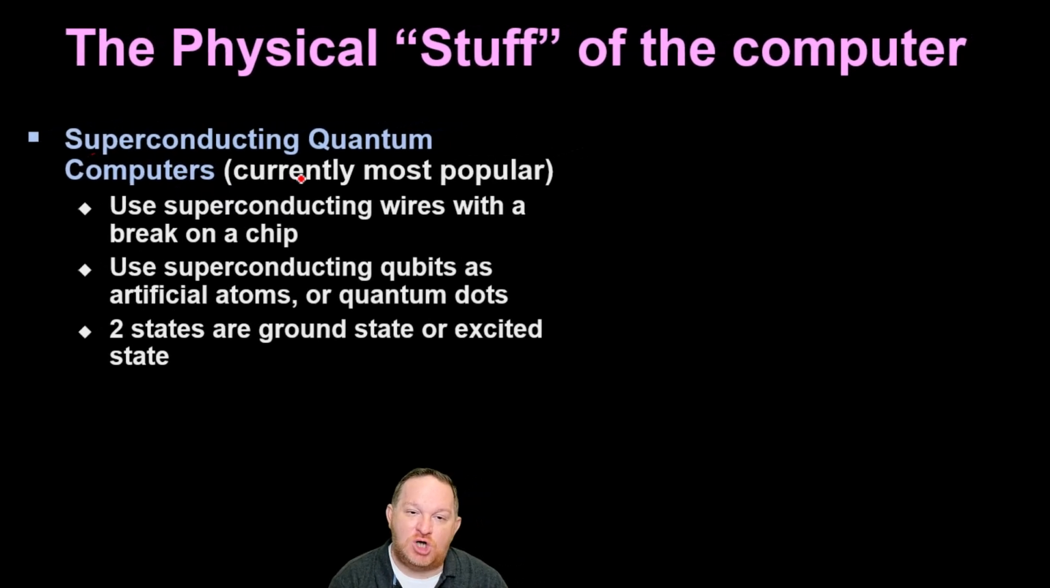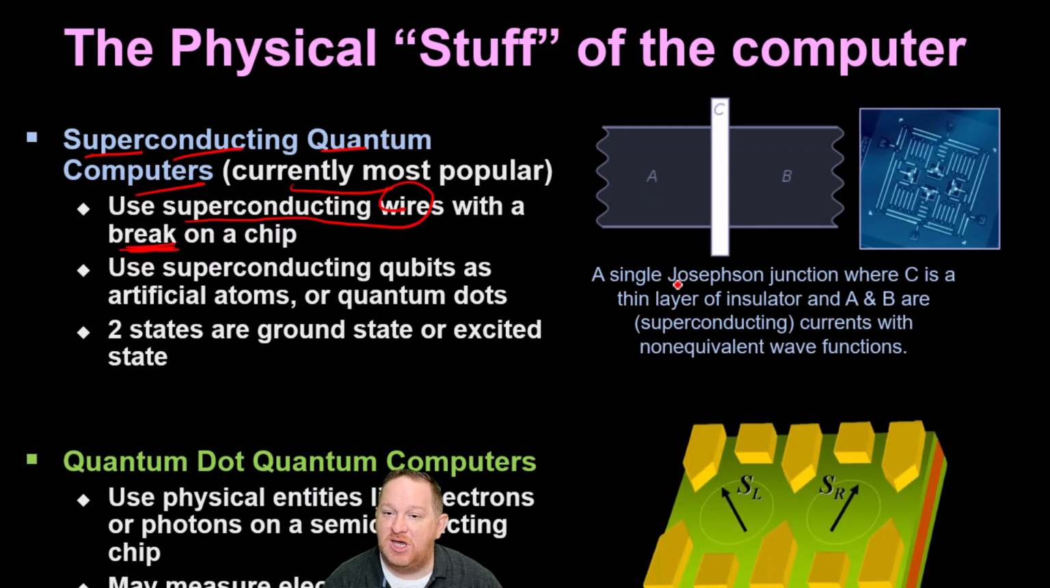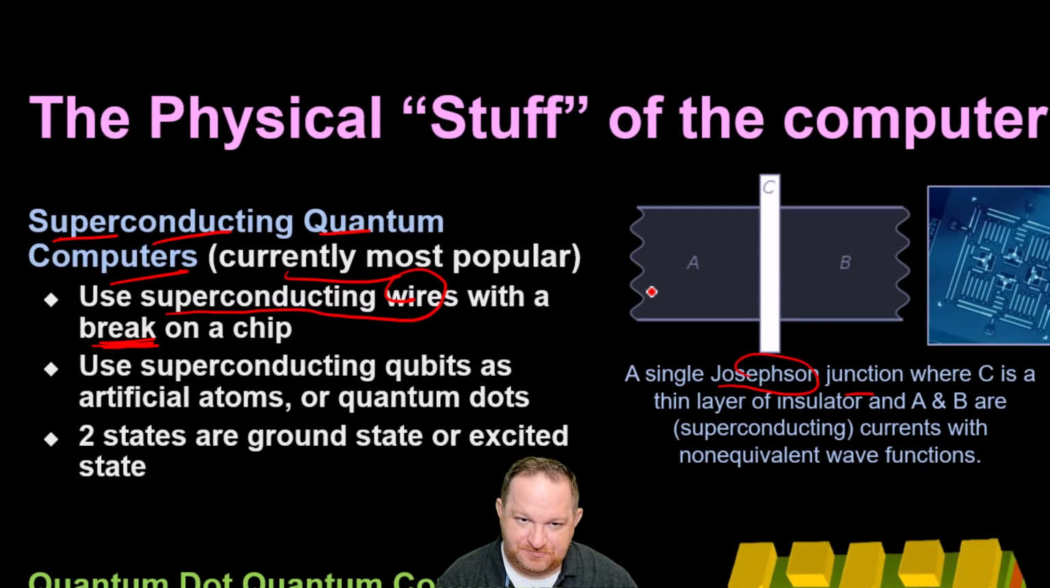The first one that's currently the most popular is a superconducting quantum computer. Basically, they use superconducting wires with a break, which you'll see here is actually a Josephson junction on a chip, right? So these superconducting qubits are really functioning as sort of artificial atoms, or we call them quantum dots. And we have 2 states, either a grounded state or an excited state.